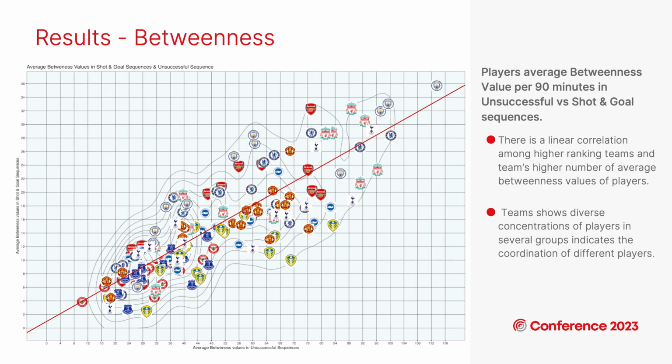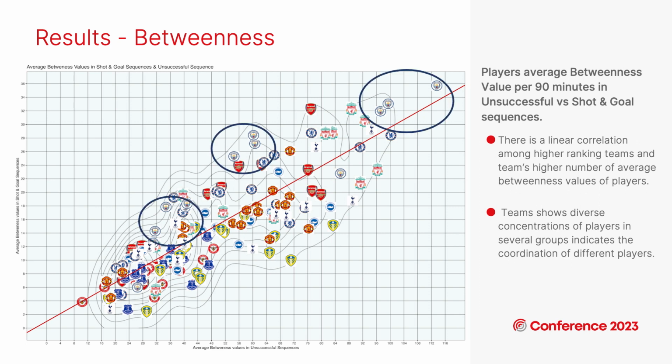The next result is betweenness. This picture shows, on the x-axis, the players' average betweenness value per 90 minutes in unsuccessful sequences, and on the y-axis, the shot and goal sequences. Here we find that there is a linear correlation among high-ranked teams and teams with a high average betweenness value of the players, meaning the density.